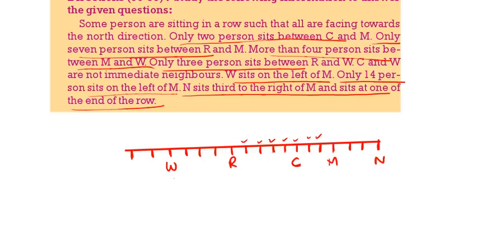Now come to the questions. See how many persons are there. 1, 2, 3, 4, 5, 6, 7, 8, 9, 10, 11, 12, 13, 14, 15, 16, 17, 18. There are totally 18 persons.